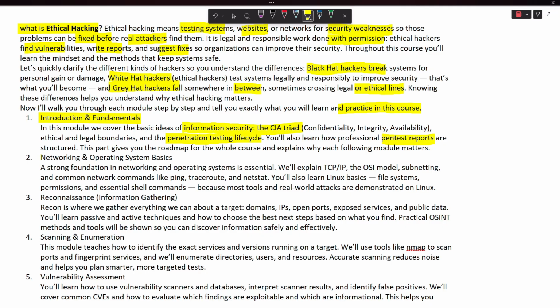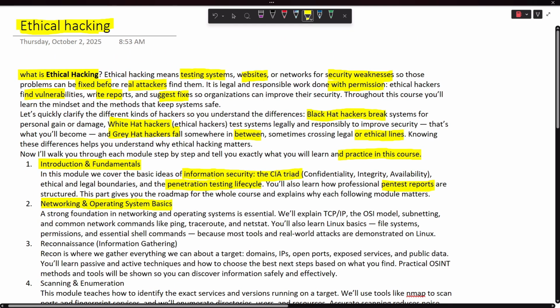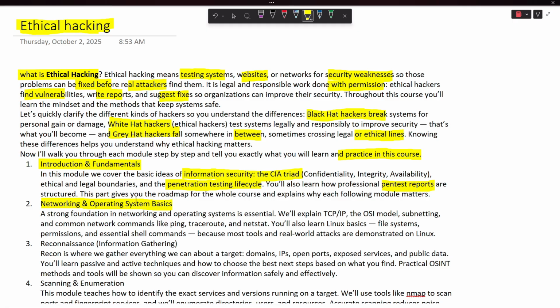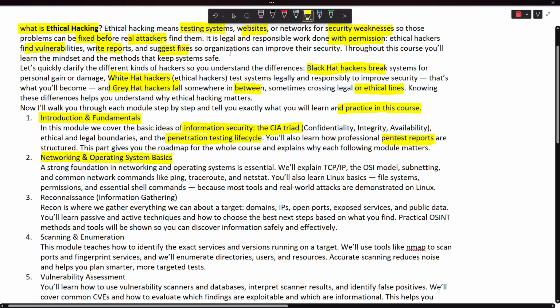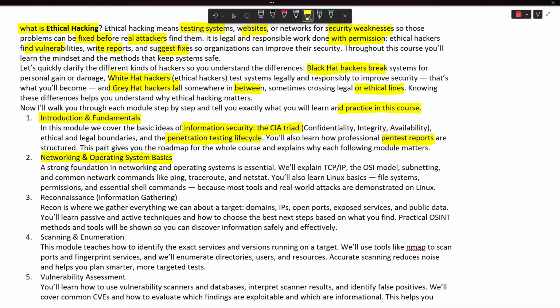Then we have networking and operating system basics. This will be the second module, in which we will be covering networking and operating system essentials. We will be learning about the TCP/IP model, subnetting, and common network commands. There are so many commands. And well, after that, we will be covering Linux, its file system, permissions, and shell commands, because most of the tools and real world attacks are demonstrated on Linux.